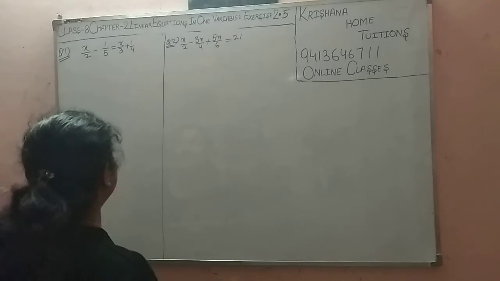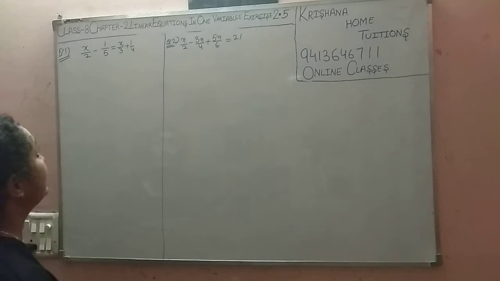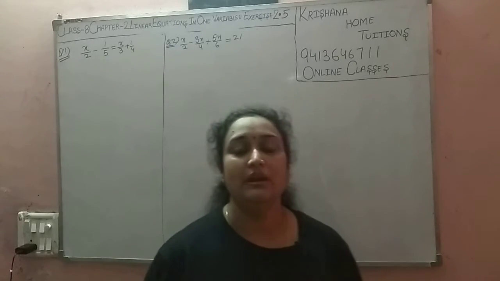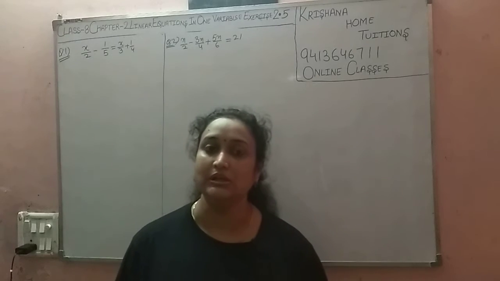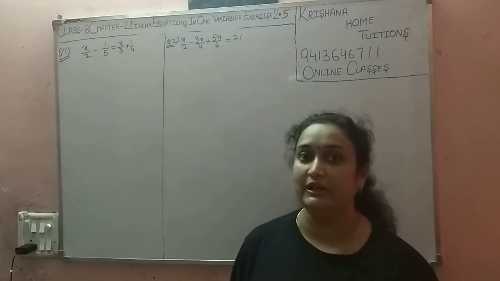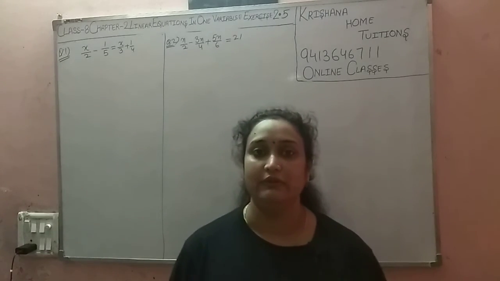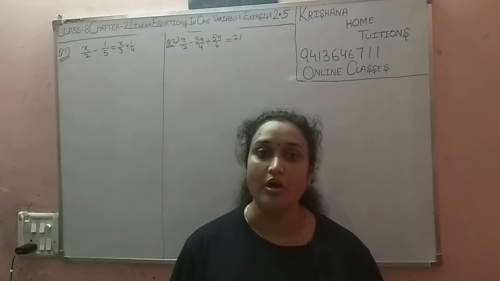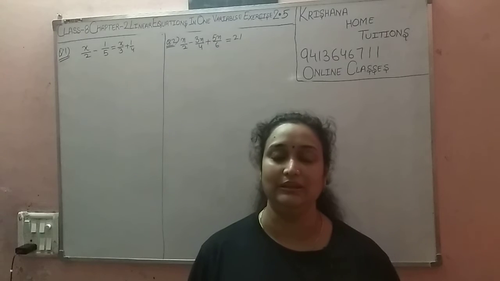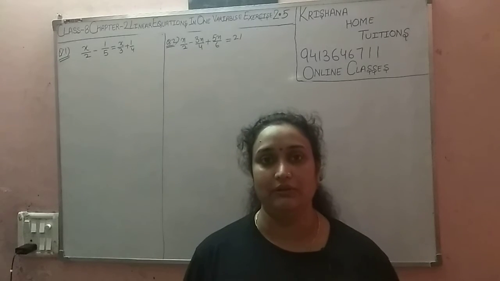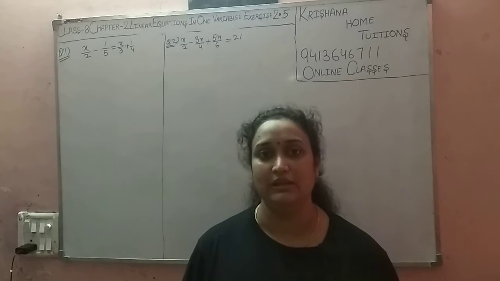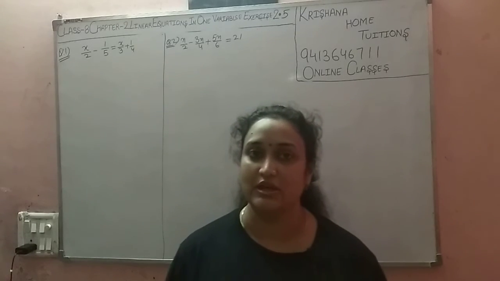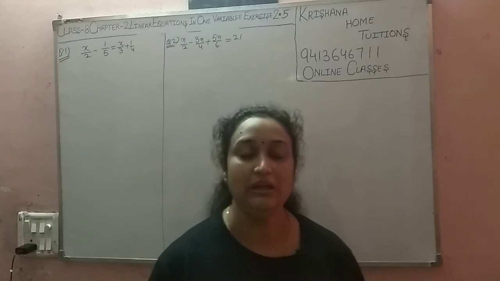So first question is x upon 2 minus 1 upon 5 is equals to x upon 3 plus 1 upon 4. There are two methods to solve this question. First, you can transfer the variable and non-variable terms to one side and then take the LCM and solve the equation, or you can first take the LCM and then transfer the variable and non-variable terms. Children, I am solving by first transferring the terms and then taking the LCM.